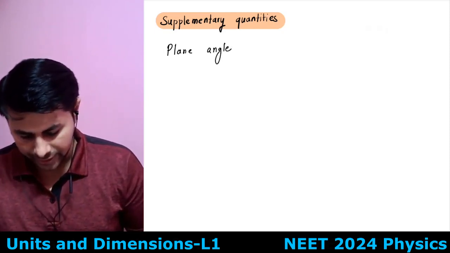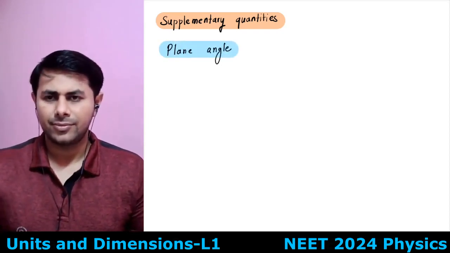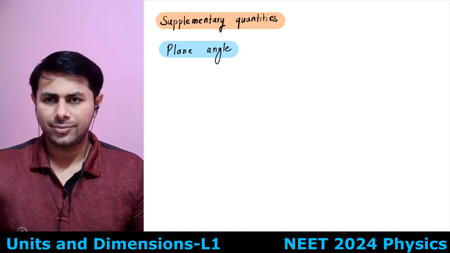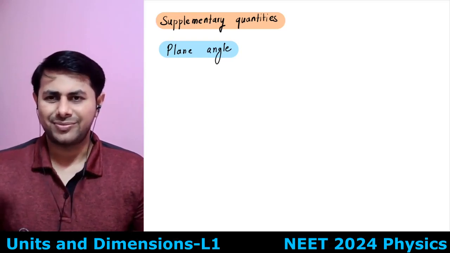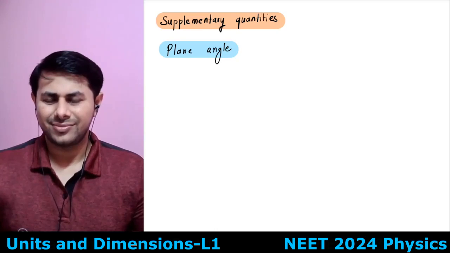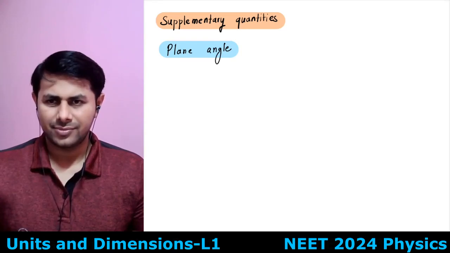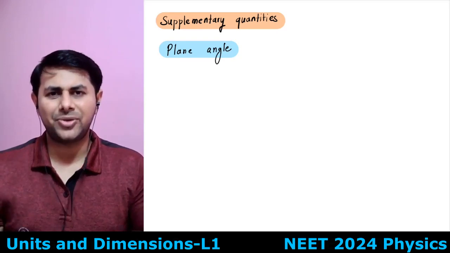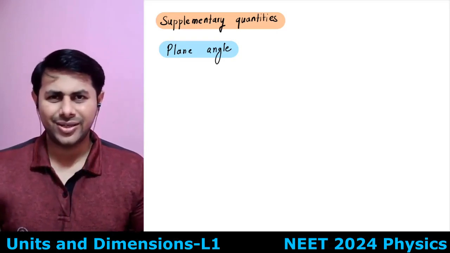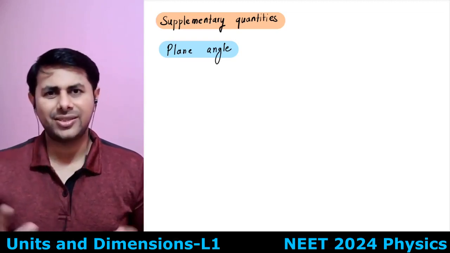So what do you mean by a plane angle? Do you know? Yes or no? No, sir. Its unit is radian, I think, but I don't know plane. Okay. So plane angle is an angle which we can draw on a plane. Our day-to-day angle, the angle we know about, is the plane angle.